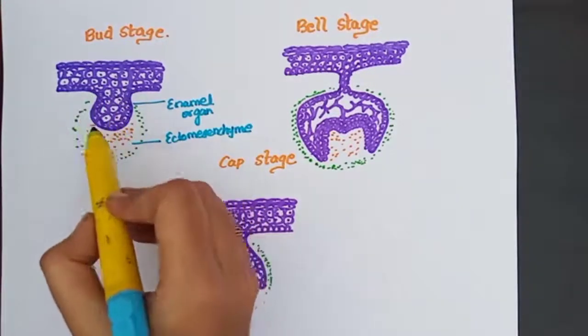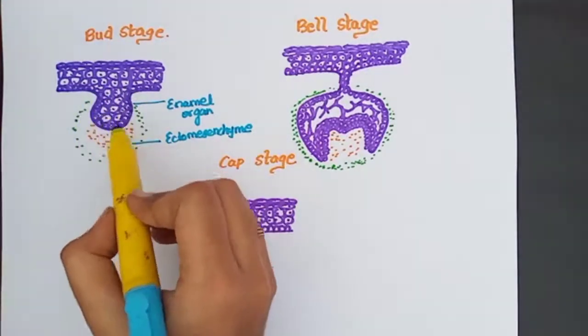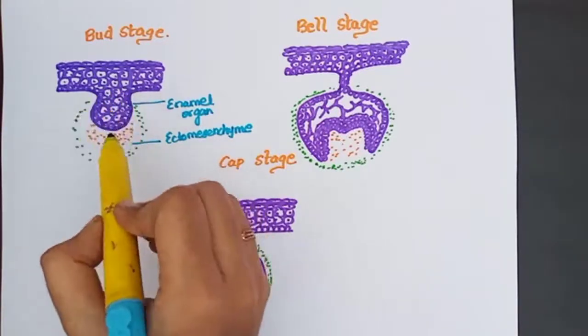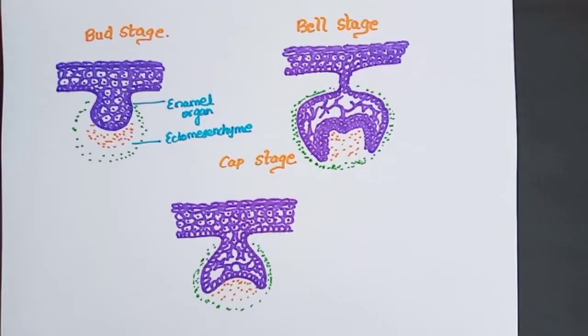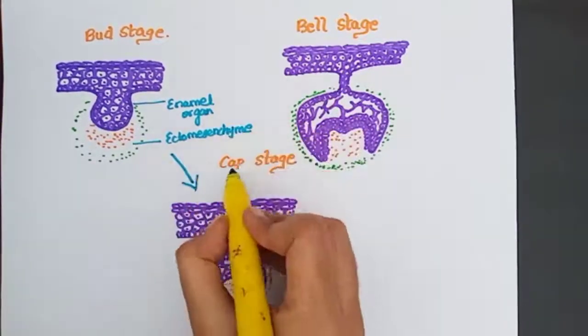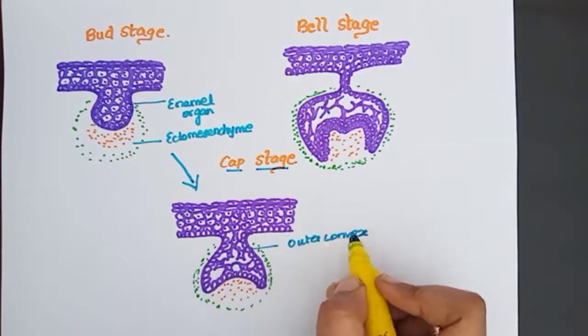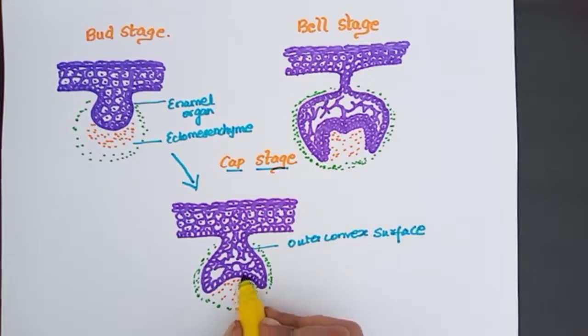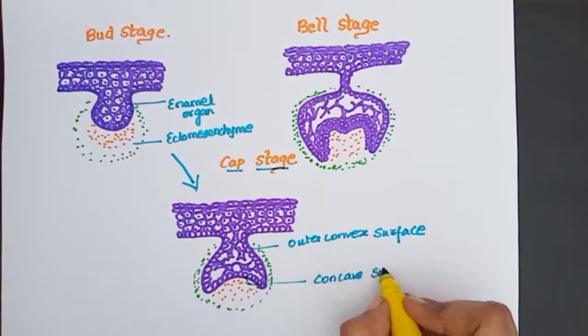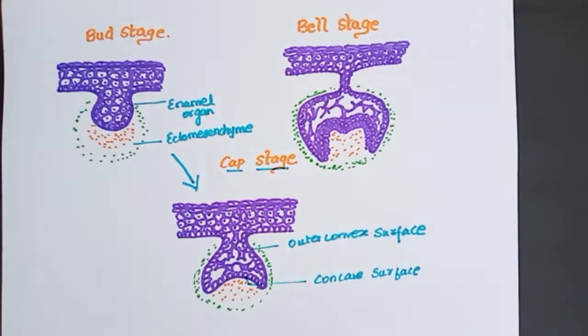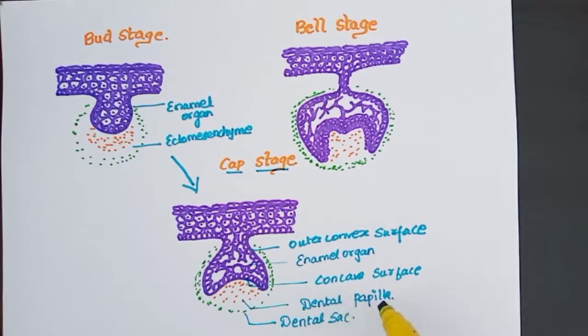As the multiplication of cells is uneven, that is, it multiplies faster in some areas and slower in some areas, this leads to the change in shape of the enamel organ. And it grows to change its shape like a cap. It consists of an outer convex surface facing the oral cavity and an inner concave surface. Inside this depression of the enamel organ, these ectomesenchymal cells increase more rapidly and the tissue appears more dense than the surrounding mesenchyme. This represents the beginning of dental papilla.